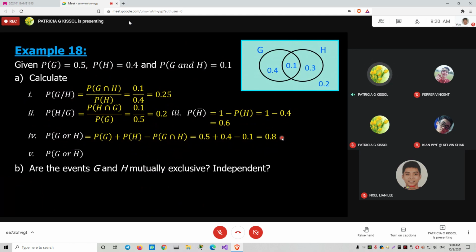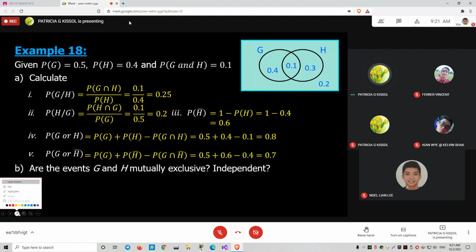Now, a slightly different question in part 5. We want to find the probability of G or not H. If we apply the same formula, you should notice that it is probability of G plus probability of not H, minus probability of G and not H. We know probability of G is 0.5. We know probability of not H, as obtained in part 3, is 0.6. Now the question is about the probability of G and not H.